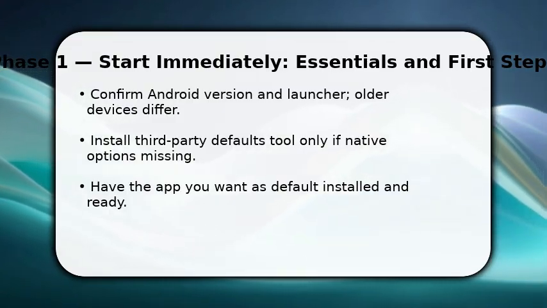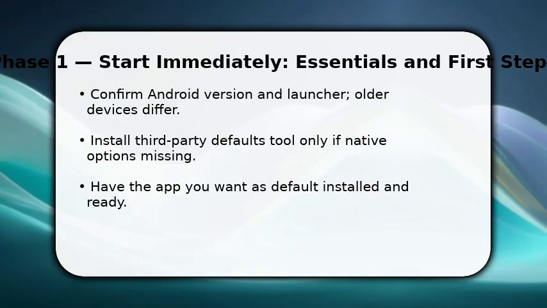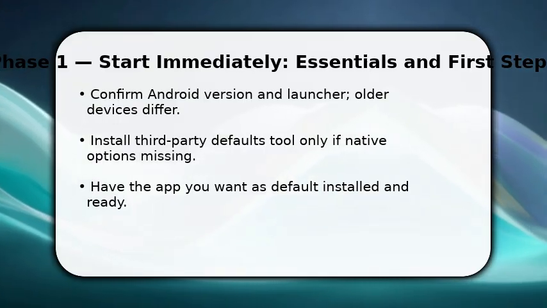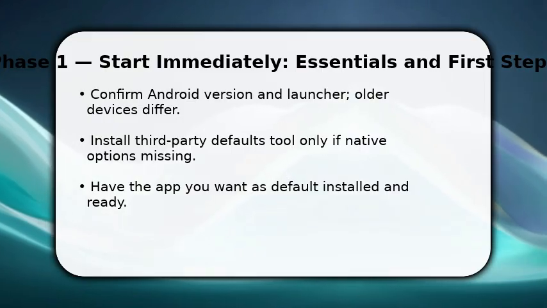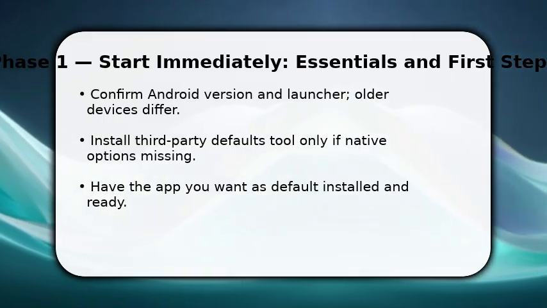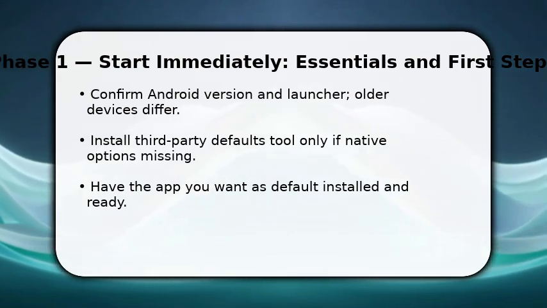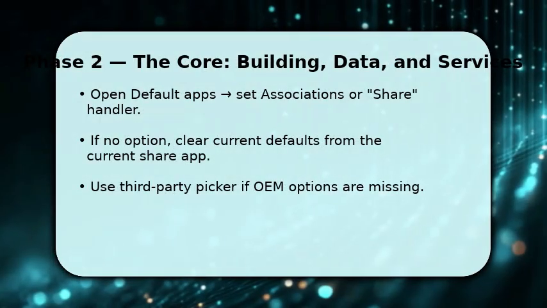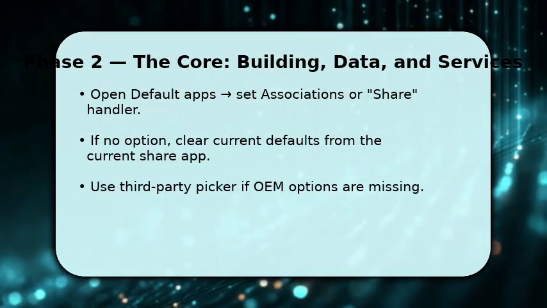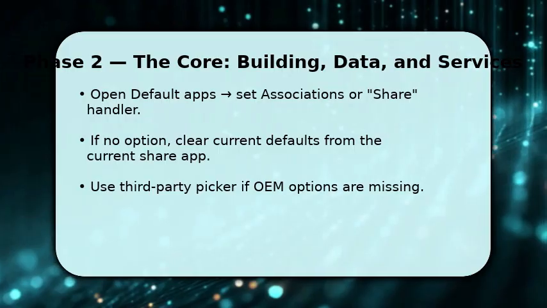Follow prompts. If your phone uses a custom skin, use the search bar inside Settings to find Default Apps fast. Make sure the app you want is installed and granted necessary permissions before continuing. Next, dive into Default Apps and look for the Share Handler or Associations. This is the middle step where you assign the default.